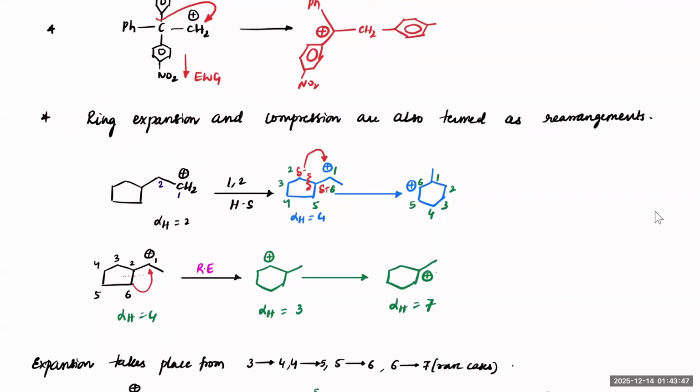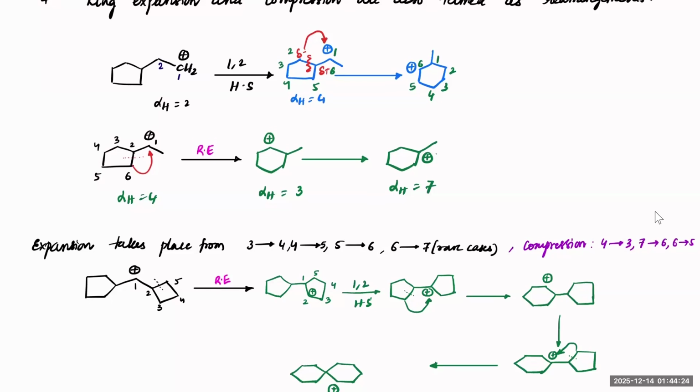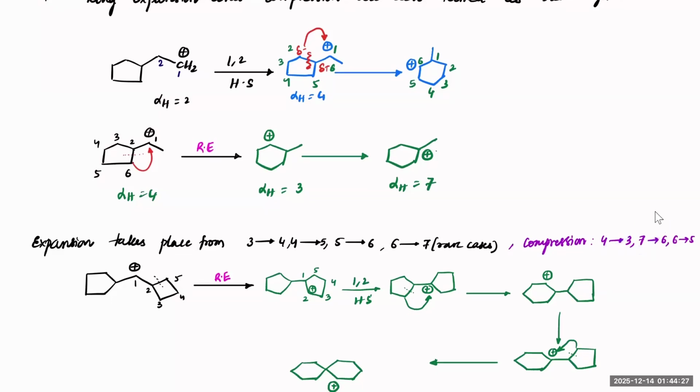Now the rearrangement is sometimes also observed such that a ring is getting expanded. Typically, ring expansion happens from 3 to 4, 4 to 5, and 5 to 6. 6 to 7 in rare cases. There are certain cases where ring compression can also take place. That means instead of ring expansion, compression can also take place, correct? Where you will have 4 to 3, 7 to 6, and 6 to 5. 6 to 5 is very rare. 4 to 3 and 7 to 6 is observed commonly.